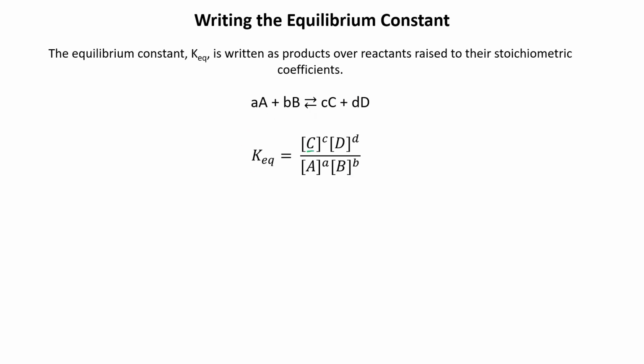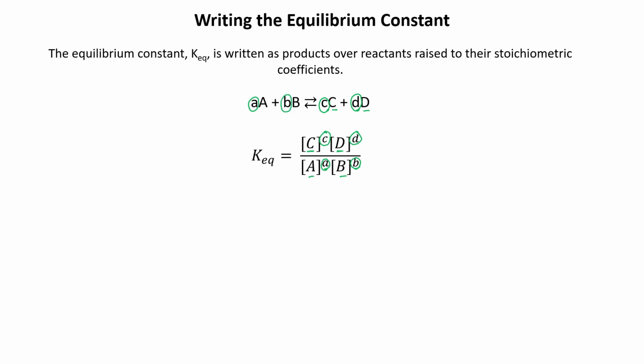I have my concentration of my species C raised to its stoichiometric coefficient. Here is my species D. Here, again, it is raised to its stoichiometric coefficient. And the same is true with A and B. They are each raised to their stoichiometric coefficients.